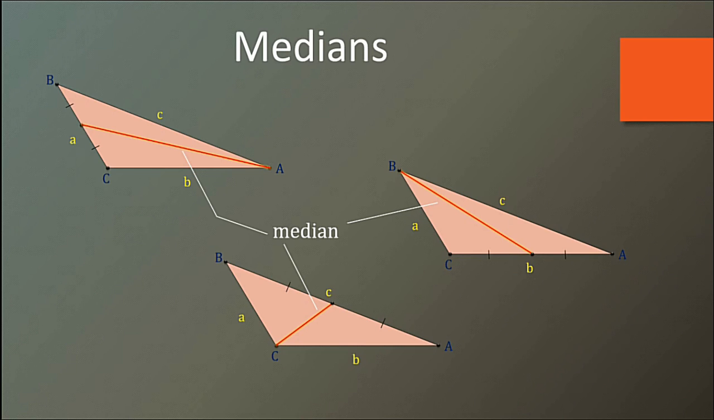The median for vertex A is drawn from vertex A to the middle of side A. The median for vertex B is drawn from vertex B to the middle of side B. The median for vertex C is drawn from vertex C to the middle of side C. The median lines are always inside the triangle.